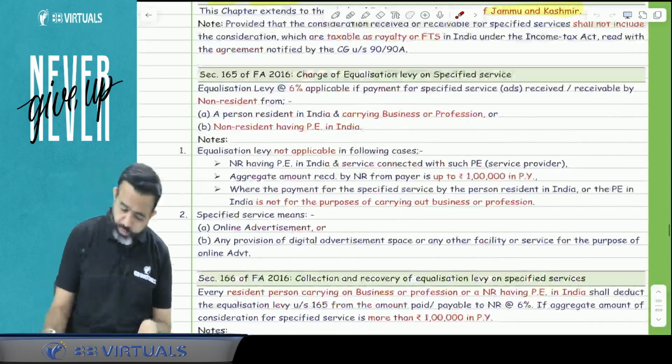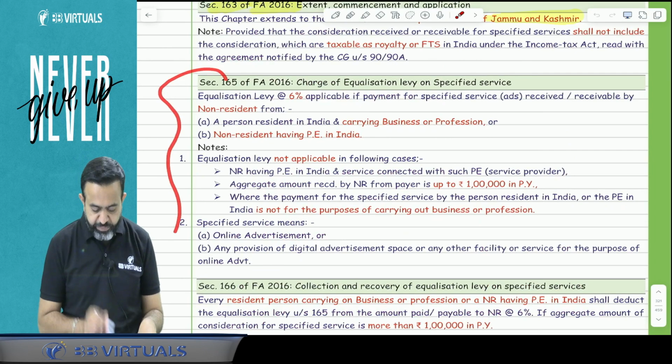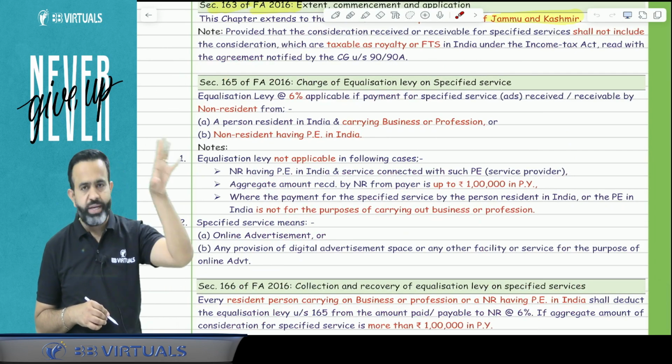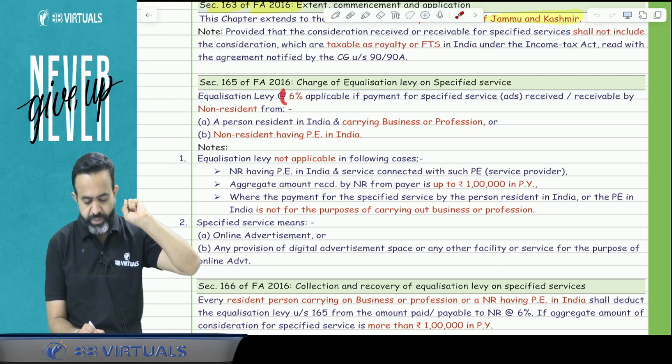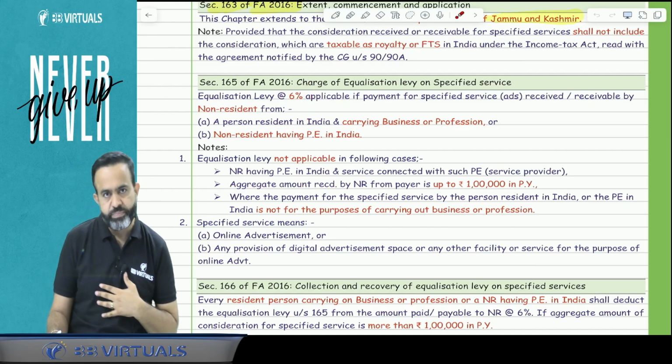Done. So this is section 165, where it is given that on online advertisement, equalization levy is applicable at the rate of 6%. Now, one more point, guys.